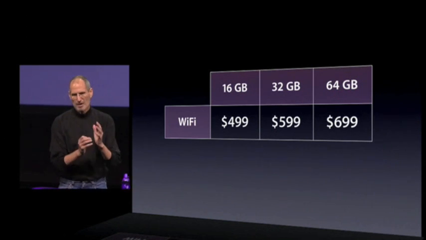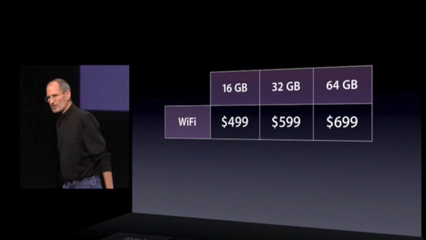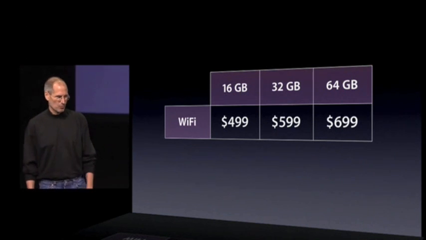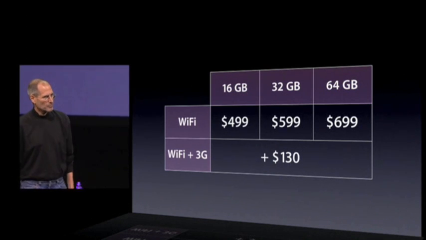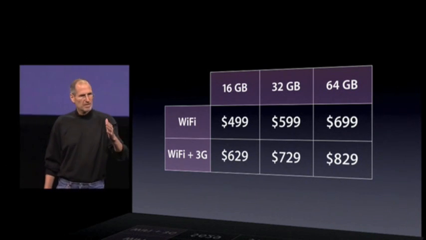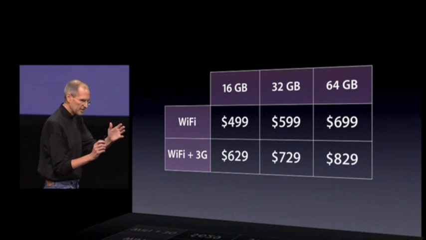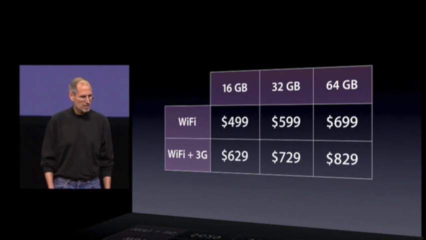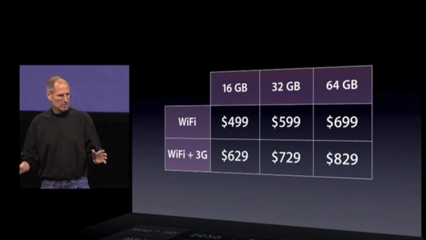That's our base model, 16 gigabytes with Wi-Fi built in. For 32 gigabytes, it's $100 more. And for another $100 beyond that, you get 64 gigabytes of storage. The 3G models cost an extra $130 to build in the radios. And so $629, $729, and $829. And these will be the 6 models of iPads we have, starting at $499, with the most expensive model, with 64 gigabytes and 3G, just $829. We think it's an unbelievable price offering.